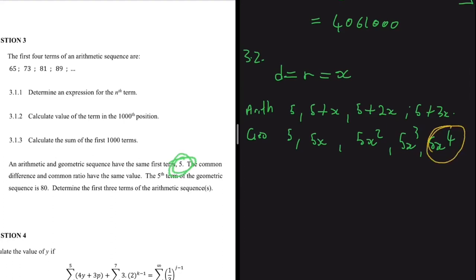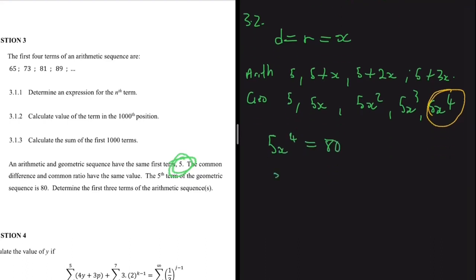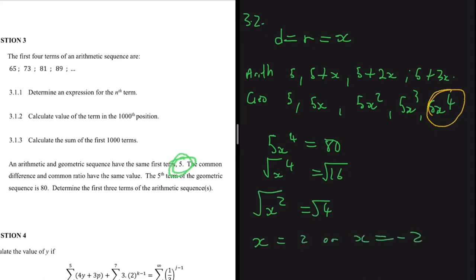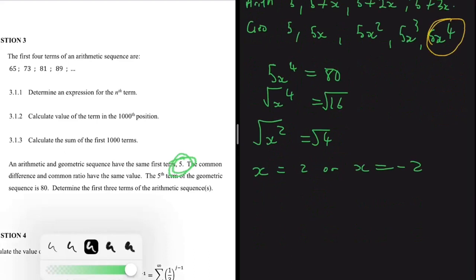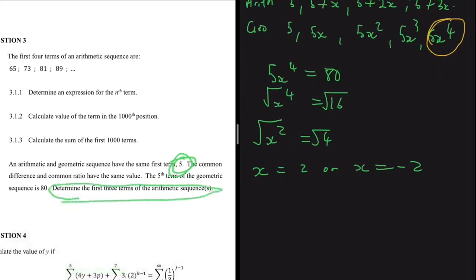is equal to 80, right? So now we can say that 5x to the 4 is equal to 80. Now we can divide both sides by 5, right? You're going to get x to the power of 4 is equal to 16, right? If we take square roots on both sides, we're going to get x squared is equal to 4. And then if we take square roots again, we get x is equal to 2, or x is equal to minus 2.